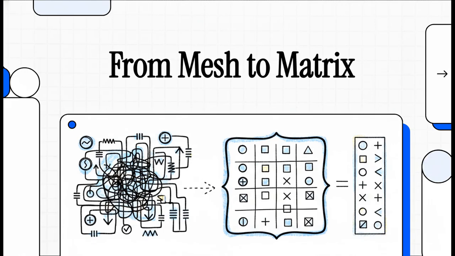Welcome to this explainer. Today, we are going to transform the messy physical reality of electrical circuits into beautiful, predictable mathematical order. If you've ever stared at a complex schematic, with wires, resistors, and sources weaving together like some kind of technological spaghetti, and felt a wave of absolute panic, you are in exactly the right place. We're going to take all that visual chaos and translate it into clean, elegant linear algebra.